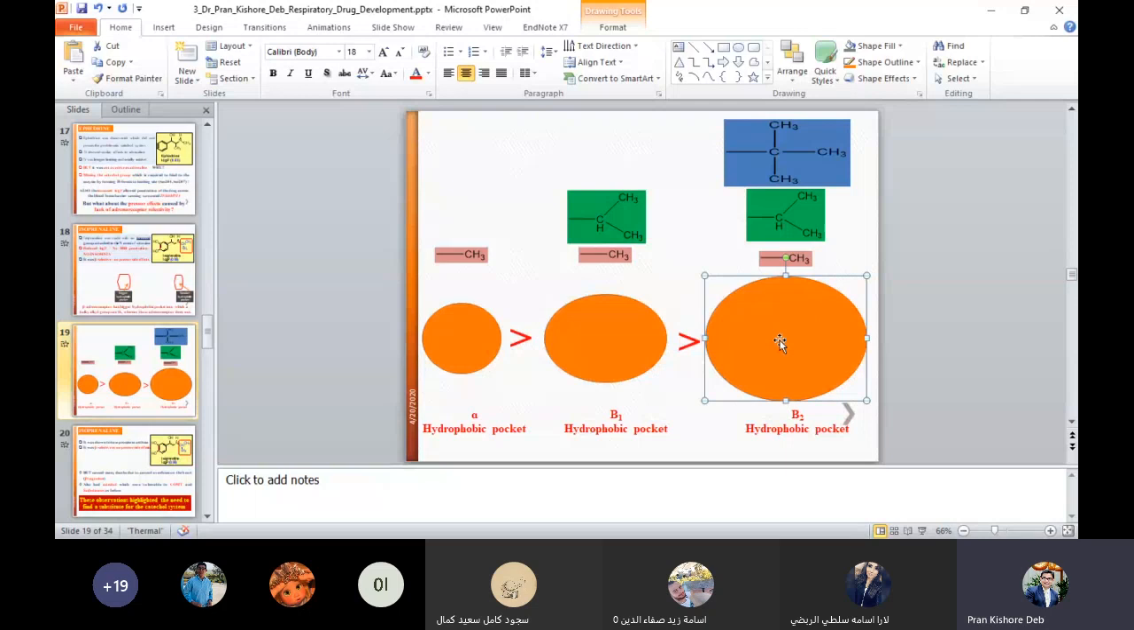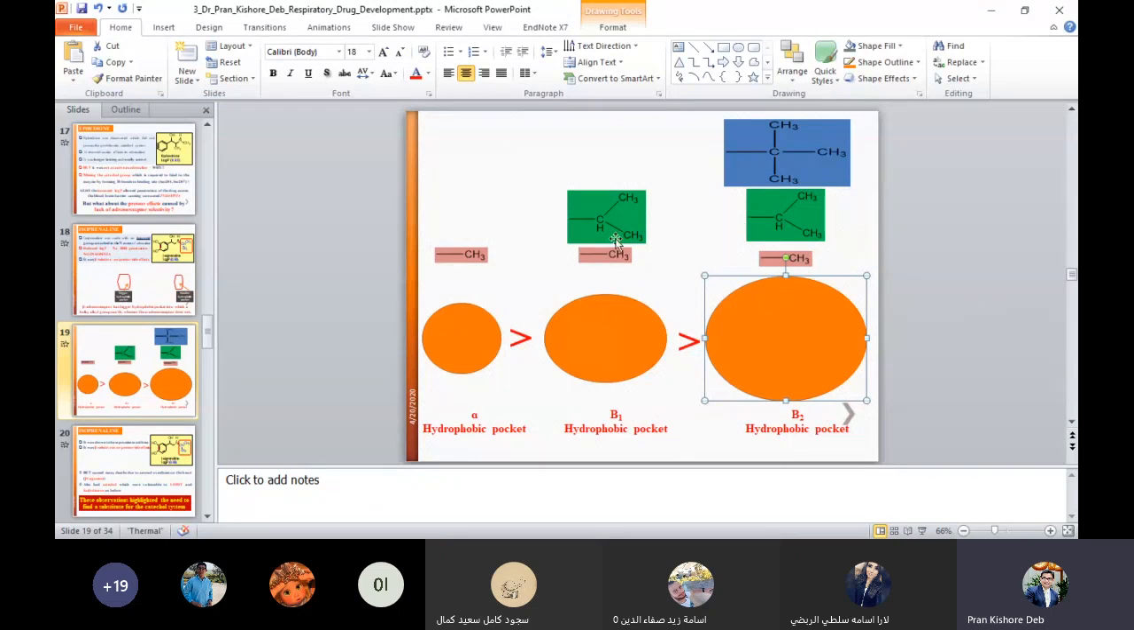In other words, the hydrophobic pocket of beta 2 is bigger than beta 1, and beta 1 is bigger than alpha. Is it clear? All of you are with me? You can see the size of the pocket. If it is a small alkyl group like methyl, because it is small, it will fit all the pockets: the smaller hydrophobic pocket of alpha, the bigger pocket of beta 1, and the even bigger pocket of beta 2. That is why it shows non-selectivity and all the side effects.